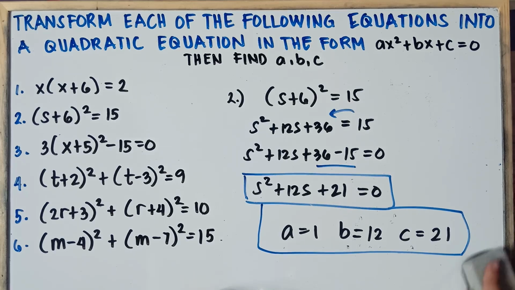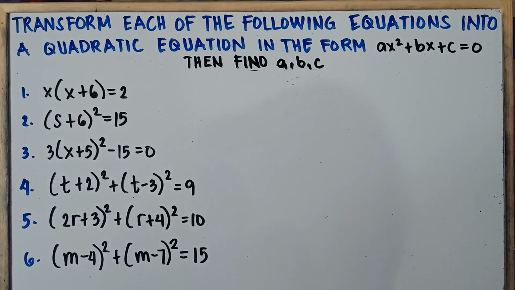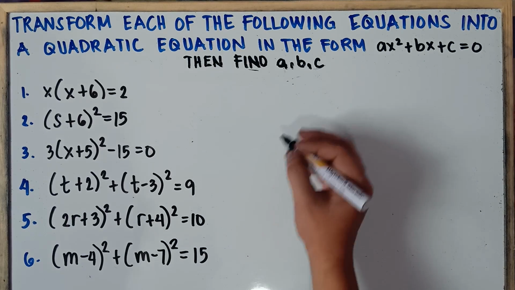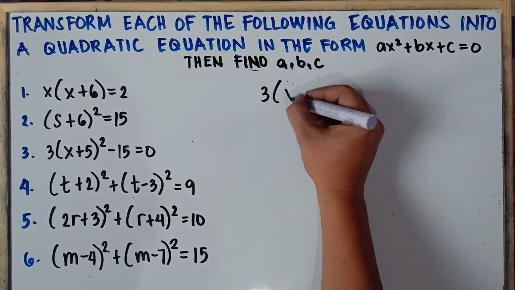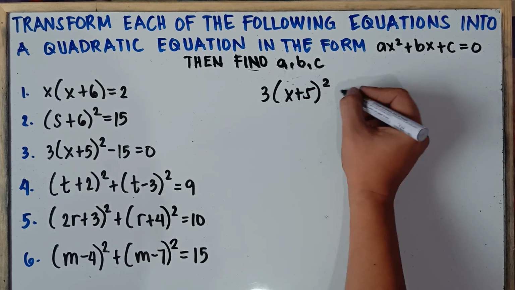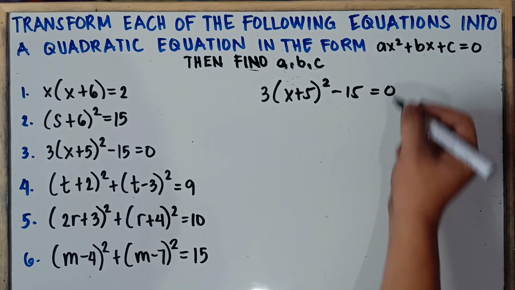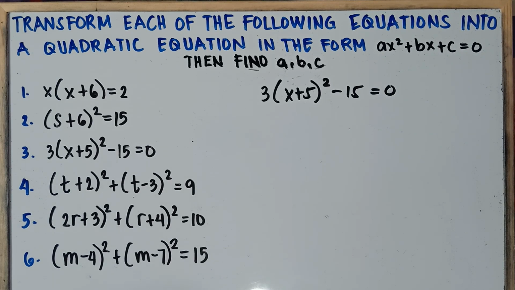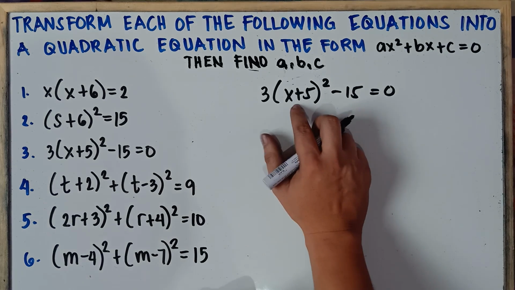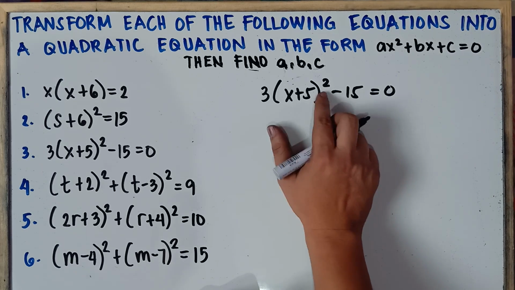Alright, so let's proceed now to example number 3. So we have 3 times the quantity x plus 5 squared minus 15 equals 0. Once again class, the first thing that we need to do is simplify this one first. X plus 5 quantity squared. You simplify this one first.